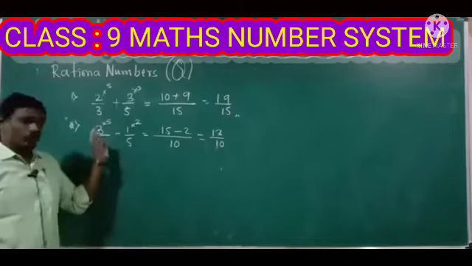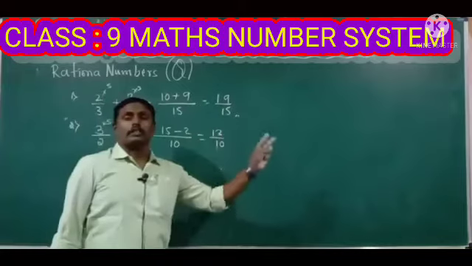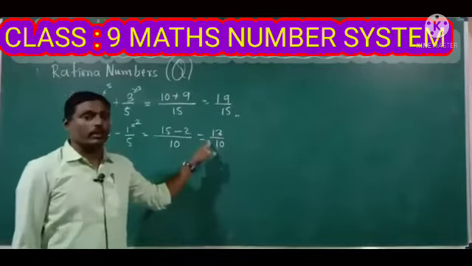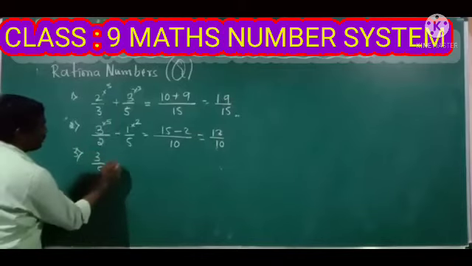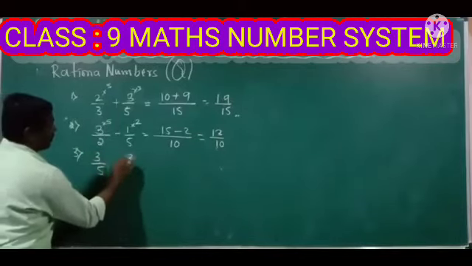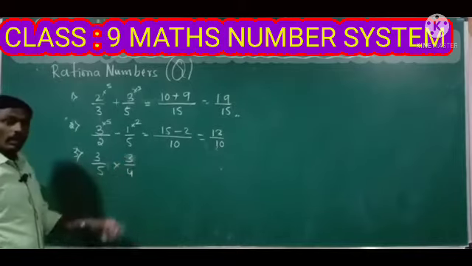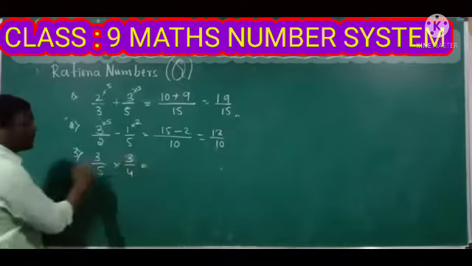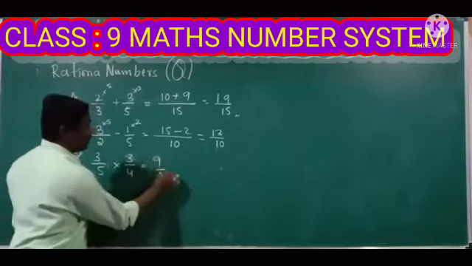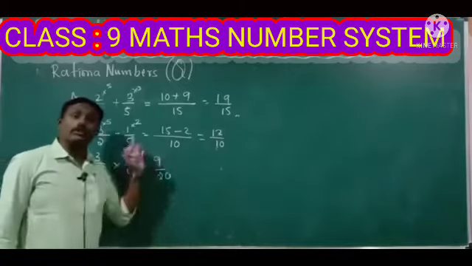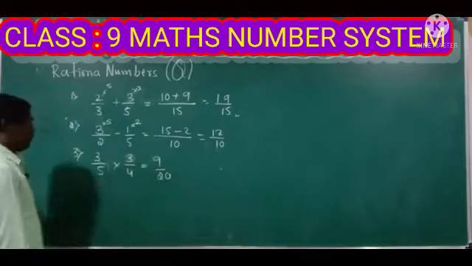So when we are subtracting two rational numbers, the resultant value is always a rational number only. Next, third one, 3 by 5 and 3 by 4 are the two rational numbers. Just multiply these two rational numbers. 3 3s are 9, 4 5s are 20. So the resultant value is also a rational number.